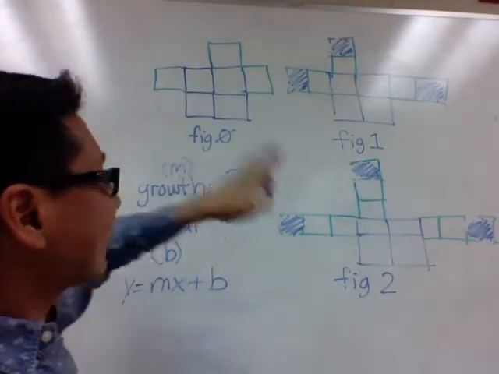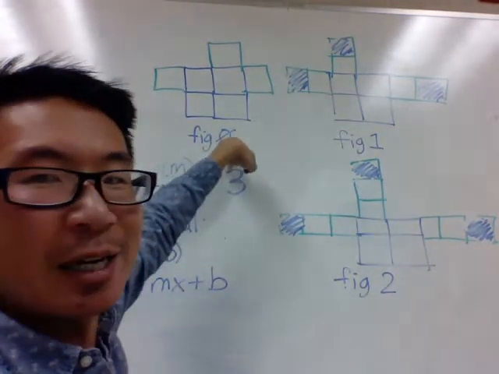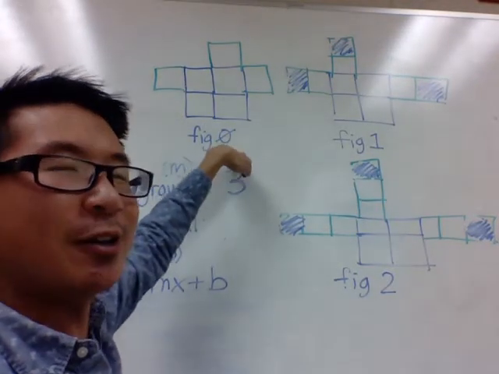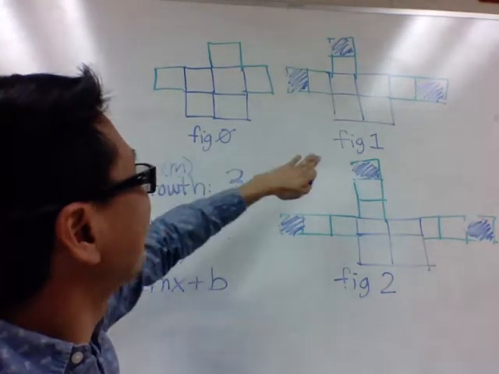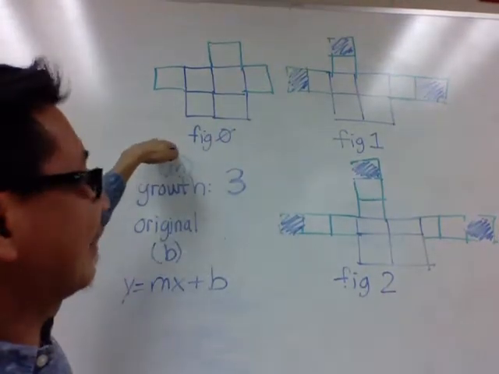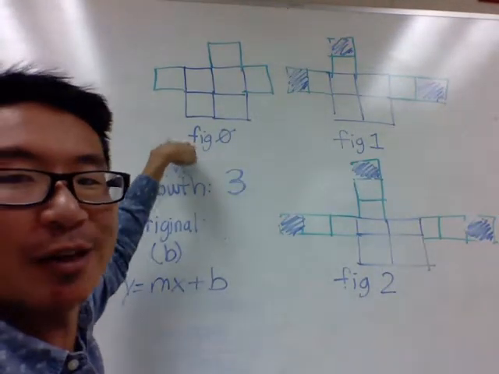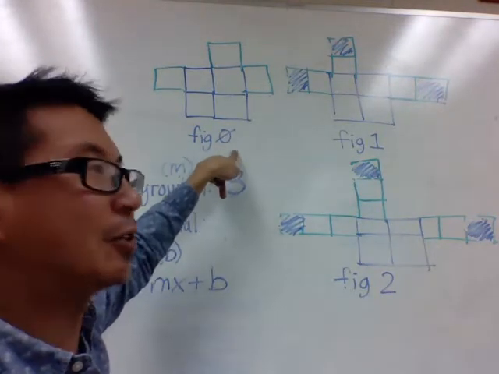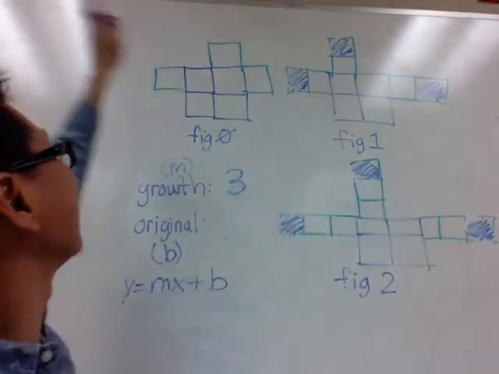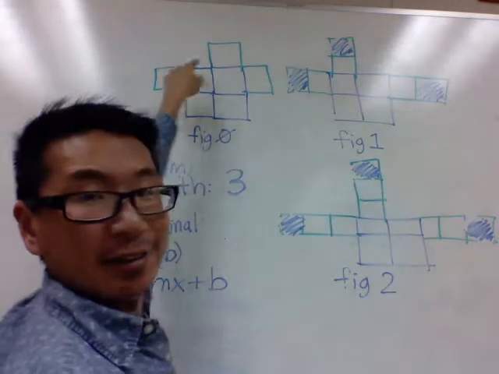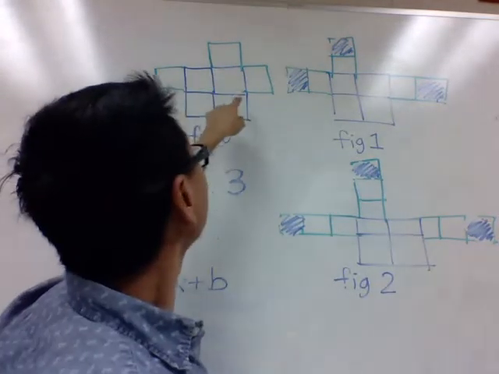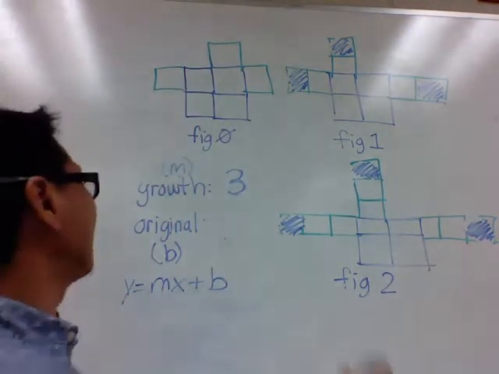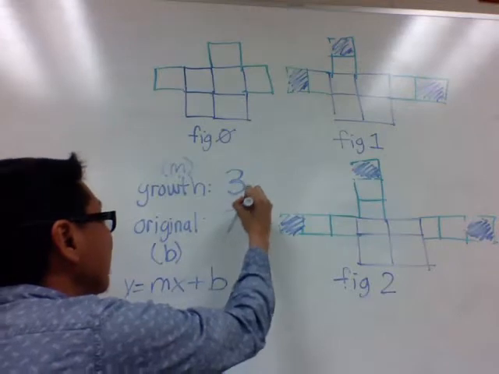The second thing is, if I didn't have figure 0, I have to determine what figure 0 is so I can figure out how many blocks the original figure started out with. Fortunately, I have it right here, and all I have to do is count the blocks of figure 0. If there is no figure 0, you need to make figure 0 using what you know about the pattern. So here we go: 1, 2, 3, 4, 5, 6, 7. So there's 7 blocks in figure 0. So the original had 7 blocks.